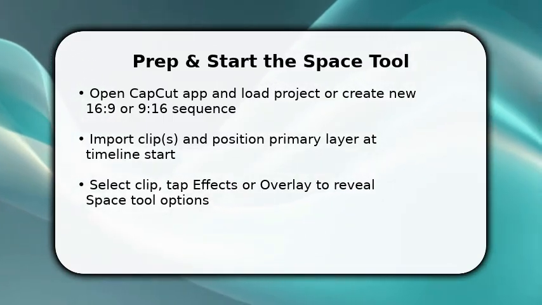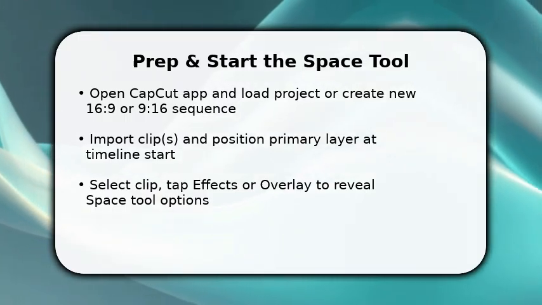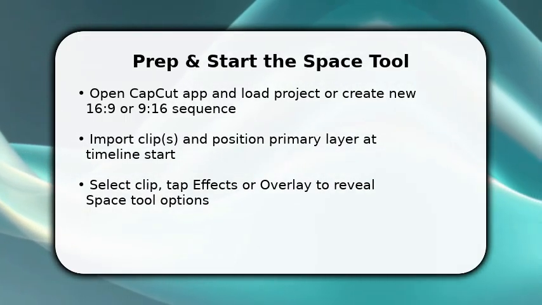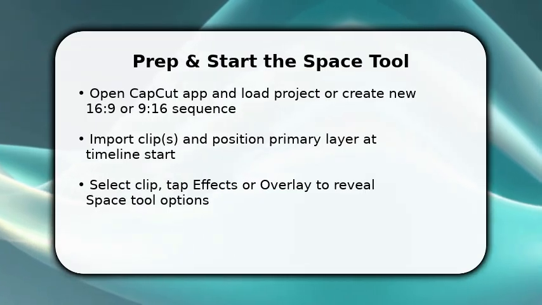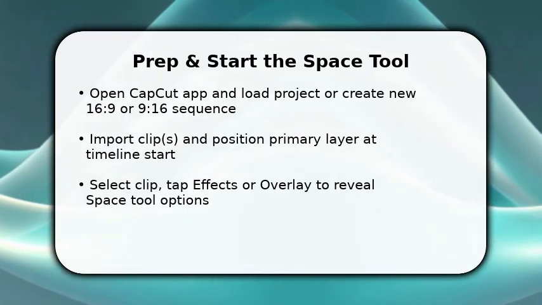Once the clip is selected, tap Effects or Overlay to find the Space tool. This gives you the workspace to expand, compress, or add virtual space. You're not just moving pixels, you're creating room for transitions or text, so proceed with clear intent.